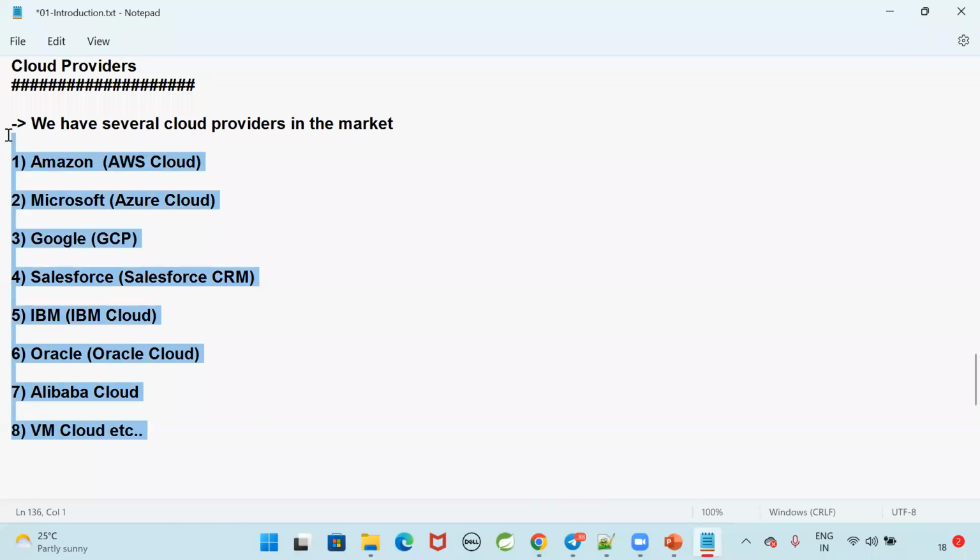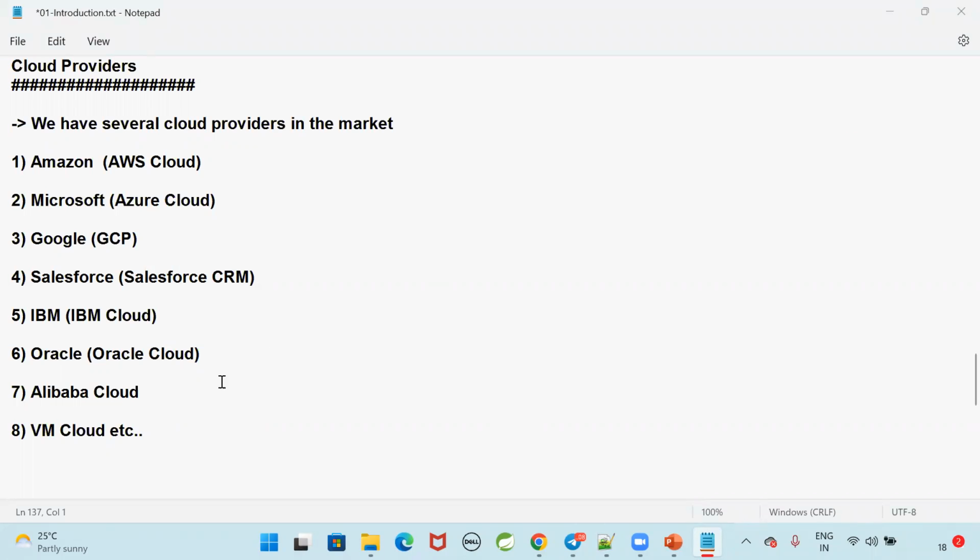Can you read the names of the cloud providers? Quickly, come on. Amazon, Microsoft, Google, Salesforce, IBM, Oracle, Alibaba, VMware Cloud.